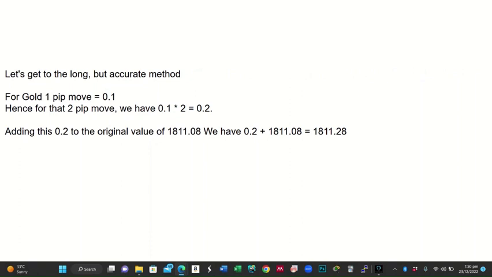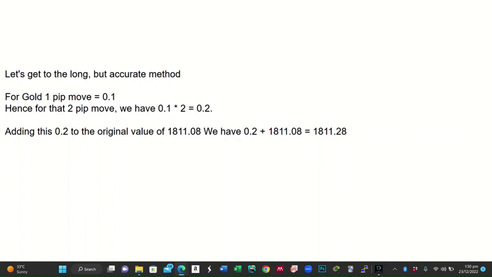Now let's go to the long but accurate method for gold. For the gold pair, one pip move is 0.1. For other pairs, I told you it is 0.0001. For JPY pairs, it is 0.01. Now for gold, it is 0.1. So since the gold pair made a movement of 2 pips, then 0.1, which is the standard value, multiplied by 2 gives us 0.2.